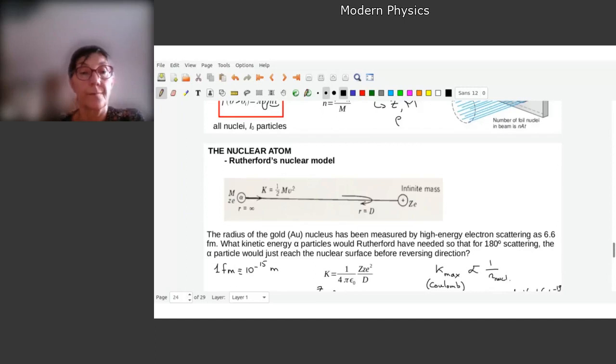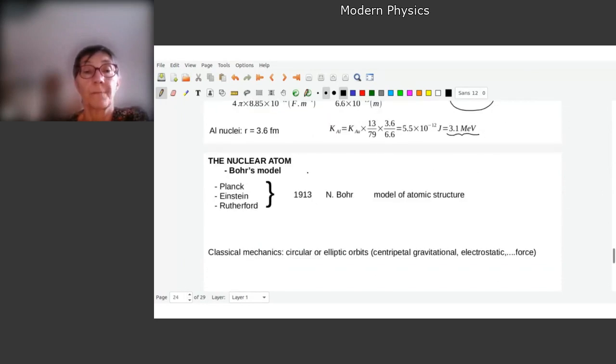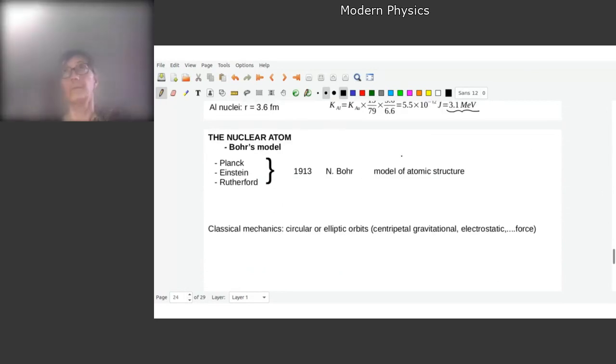Okay, so let's go on. We now have some idea of the distribution of charges, at least the positive charges, which are concentrated in a very small nucleus inside the atom. And so we will now see what about the distribution of the negative charges.